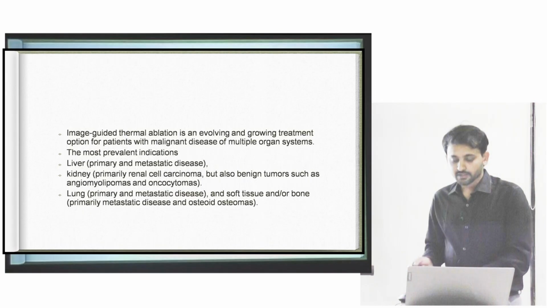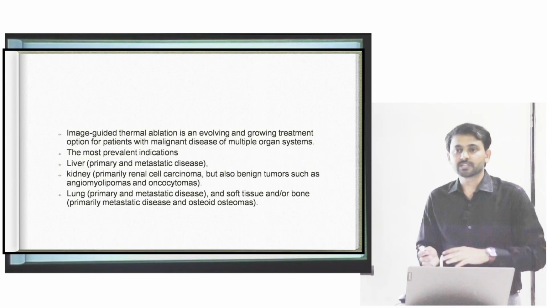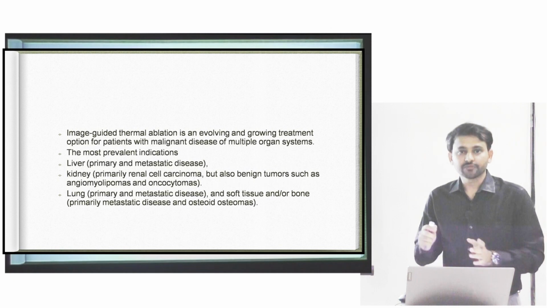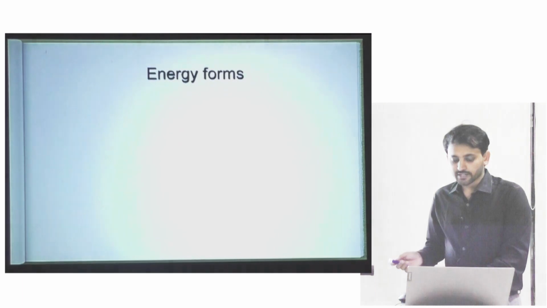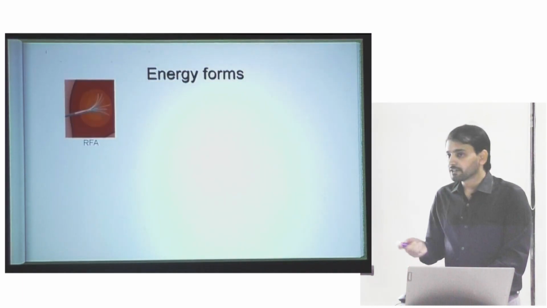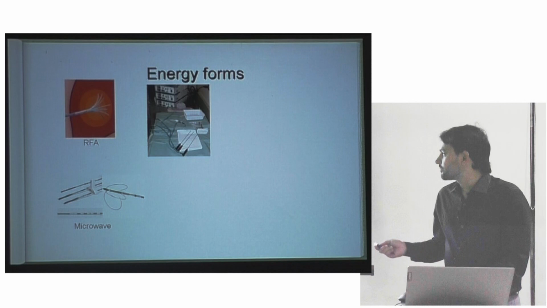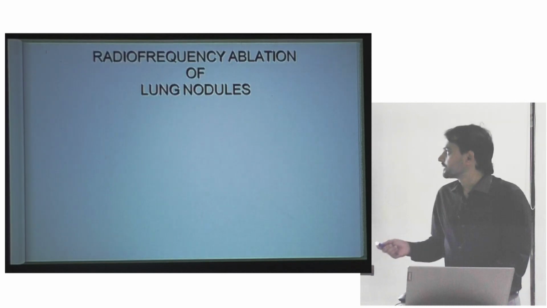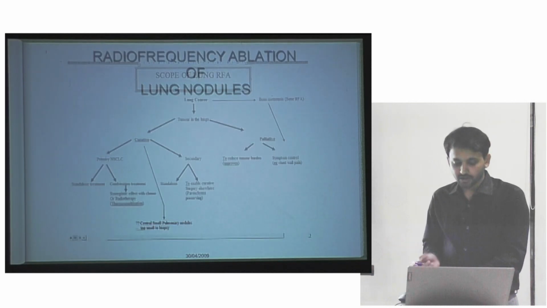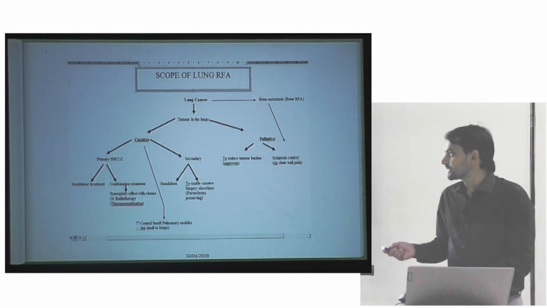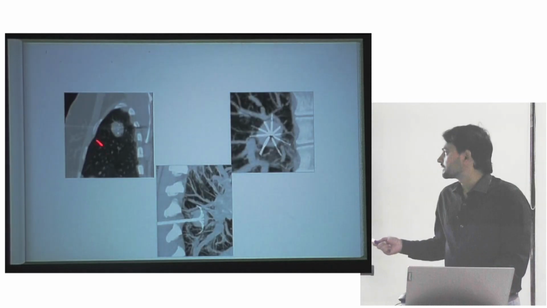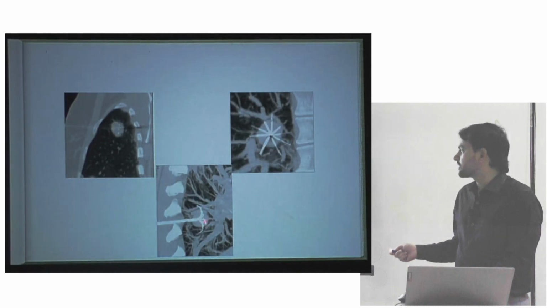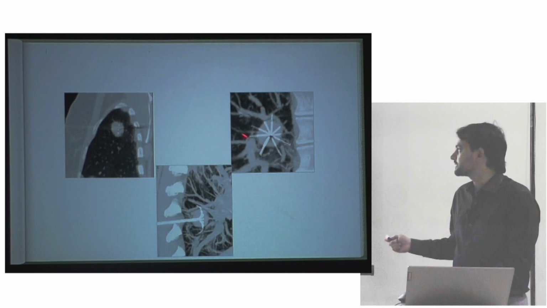Next we come to ablations. The basic principle is that through some form of energy we kill cancer tissue. There are different energy forms, like RFA, that is radio frequency ablation, microwave ablation, and cryo ablation. Radio frequency ablation is used for lung nodules, and it can sometimes be curative or palliative for lung cancers. These are some images.